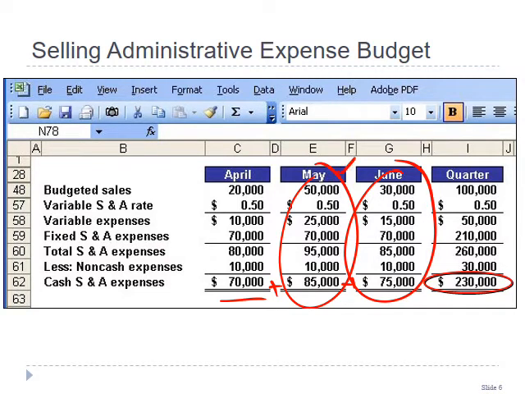In May, the budgeted sales are 50,000, and June 30,000, which is multiplied by 0.5, which is 25,000, and 15,000. We add 70,000 here. It is 95,000, 85,000. We less the non-cash expense, so 85,000 and 75,000. If we add all these, we'll get to 230,000. This amount, right?